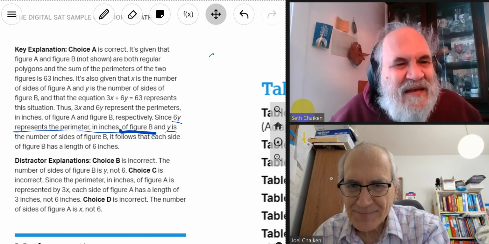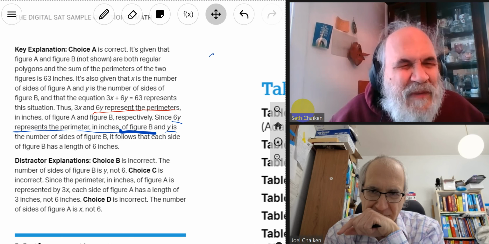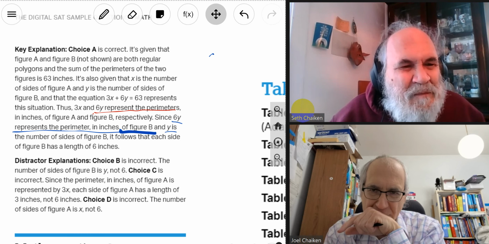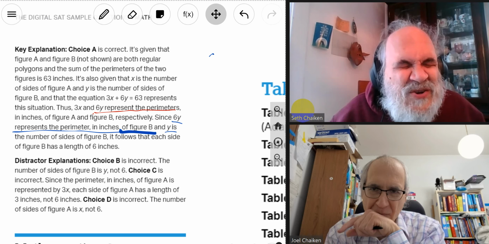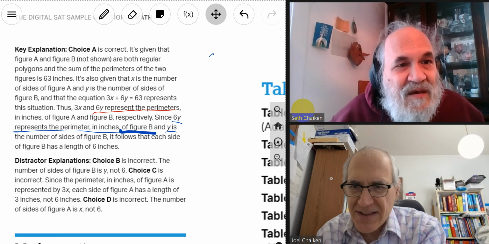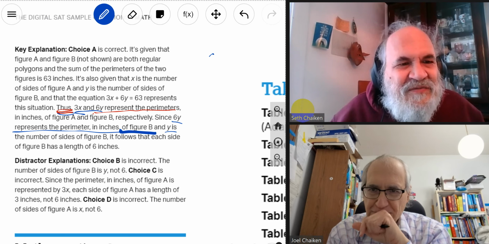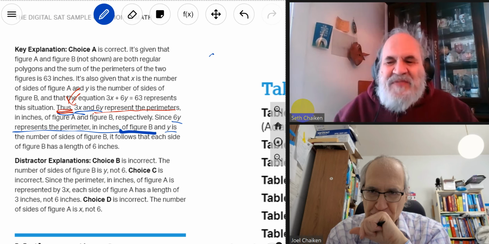And in the explanation, this line is a consequence of what they said. It's given that both are regular and the sum is 63. It's also given that the number of sides in A is x and y is the number of sides in B, and the equation represents this situation. And so they simply write the conclusion, right? They say thus, but they don't explain why. It follows from these two statements, but they don't explain why.